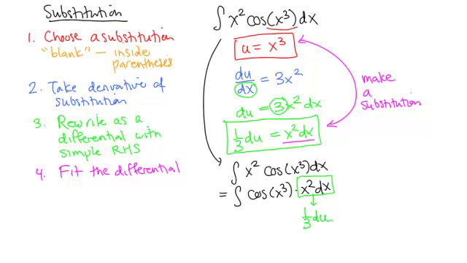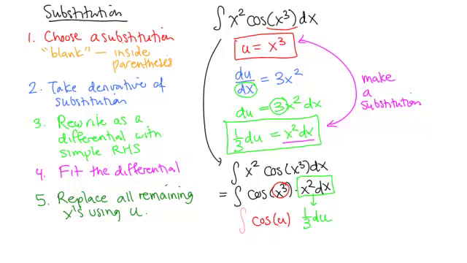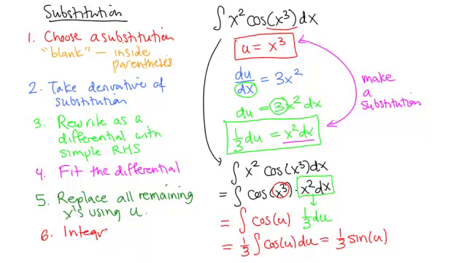Now that I've got the differential fit, we're going to replace all of the remaining x's using our u. Remember that our u is x cubed, so every time we see an x cubed, we'll replace it with the letter u. And so our original integral, which was full of x's, can now be rewritten in the relatively simple form of 1/3 times the cosine of u du. And so we have a basic trig integral. If we antidifferentiate that, we would have 1/3 times the sine of u. And that's in fact what our general next step is: to integrate what hopefully is the simpler u integral.